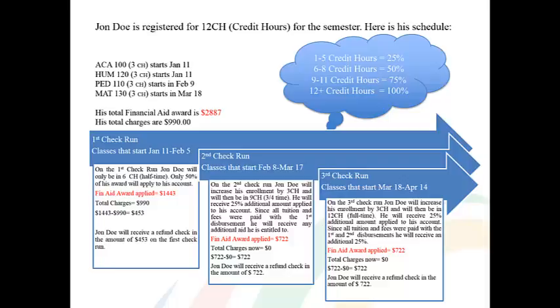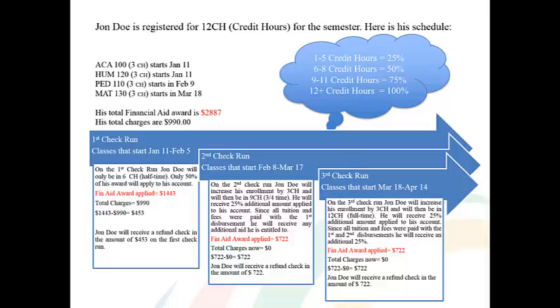On the second check run, which is for classes that start February 8th and March 17th, John Doe will increase his enrollment by 3 credit hours and will then be in 9 credit hours, which is considered 3/4 time. He will receive 25% additional amount applied to his account. Since all tuition and fees were paid with the first disbursement, he will receive any additional aid he is entitled to. His financial aid award applied is going to be $722. His total charges now are 0, so he will receive a refund check in the amount of $722.